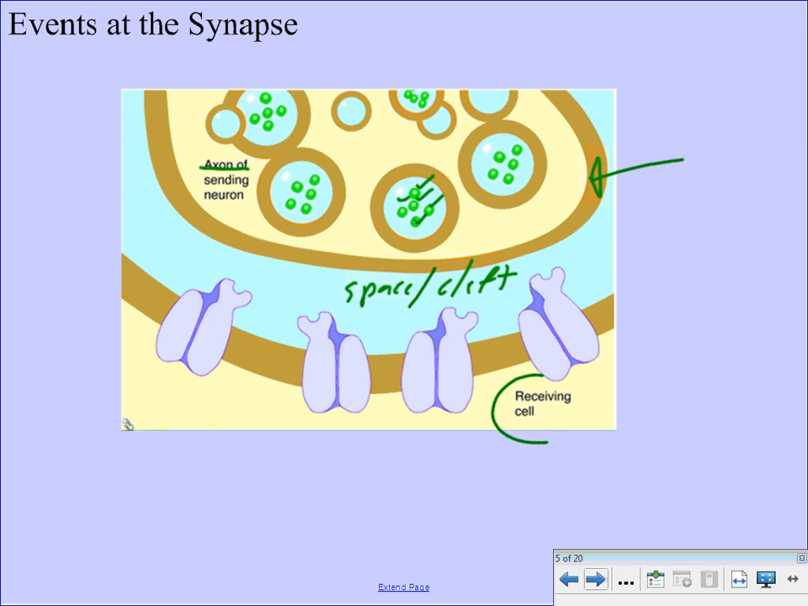At the other end, we have the receiving cell, or the postsynaptic neuron, and what is going to be receiving the message are receptors, chemical receptors that are very, very specific for one and only one neurotransmitter. What we'll see is that the neurotransmitter is going to attach to these receptors, and when it does, it's going to lead to a response in the receiving cell. And that response could be really one of two different possibilities. It could be excitatory, causing depolarization, or inhibitory, causing hyperpolarization. So let's take a look at this animation.